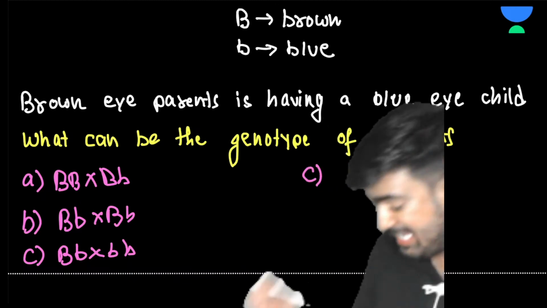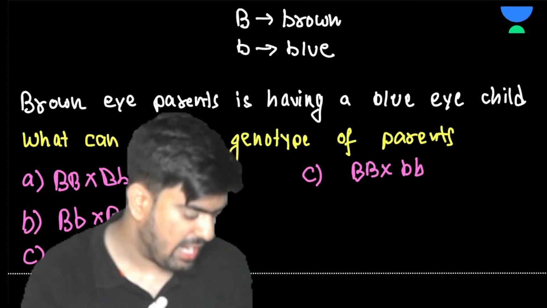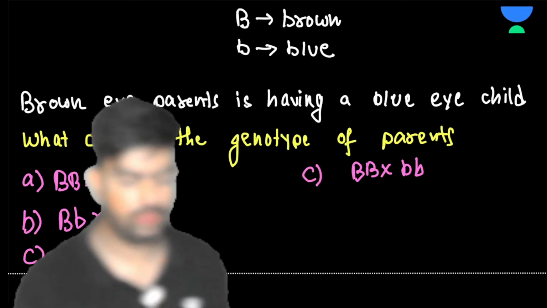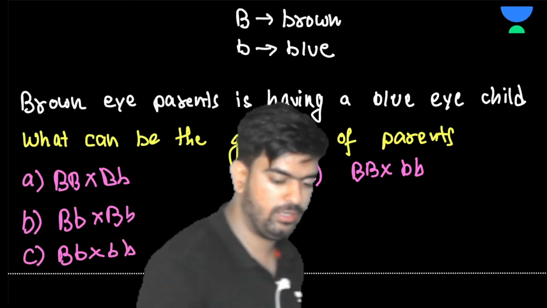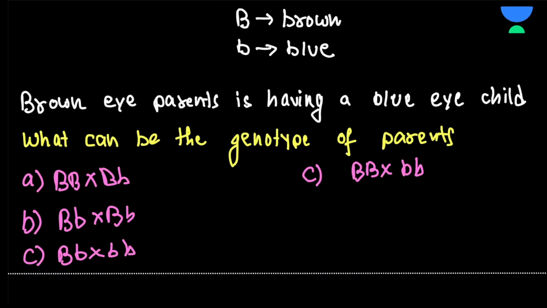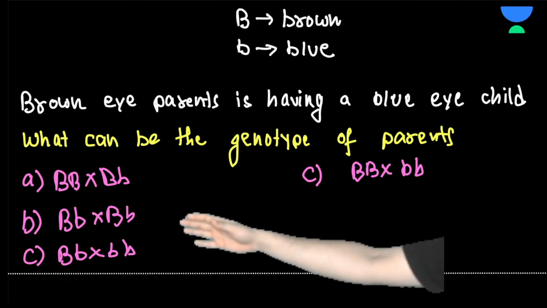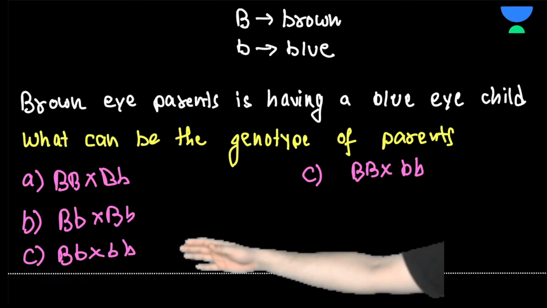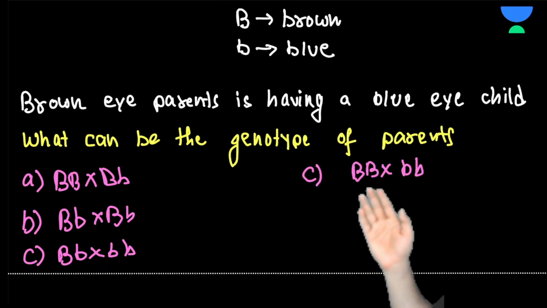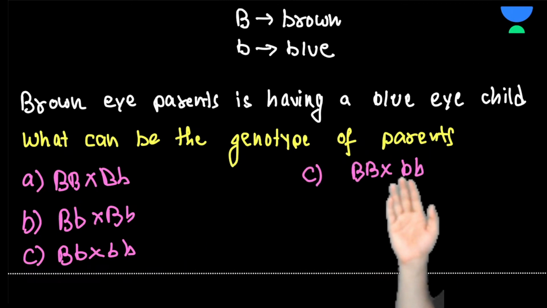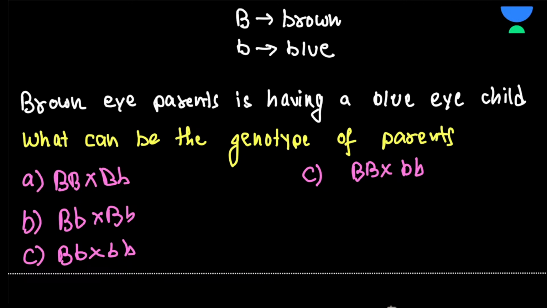I'm giving you a second to think about it and answer. I'm moving aside so that you can have a look at the question. We have four options: capital B capital B, capital B small b, capital B small b, small b small b, and capital B small b. Pause the video. No, don't pause. I'm giving you the time. Think about it and let me see some answers in your comment section.